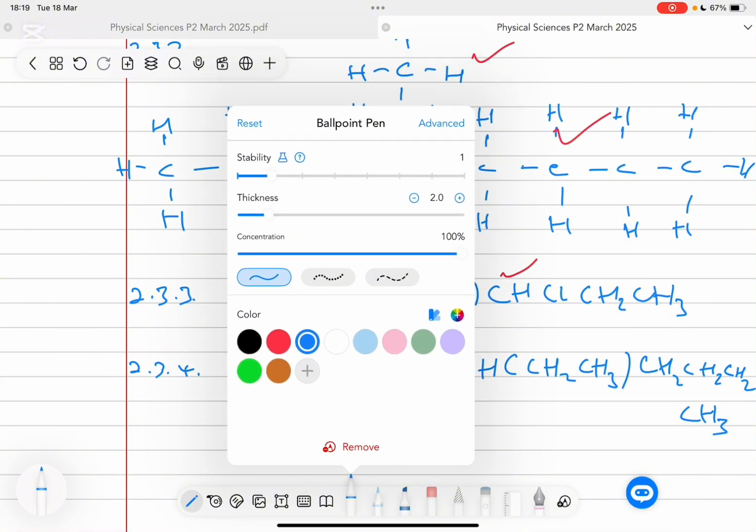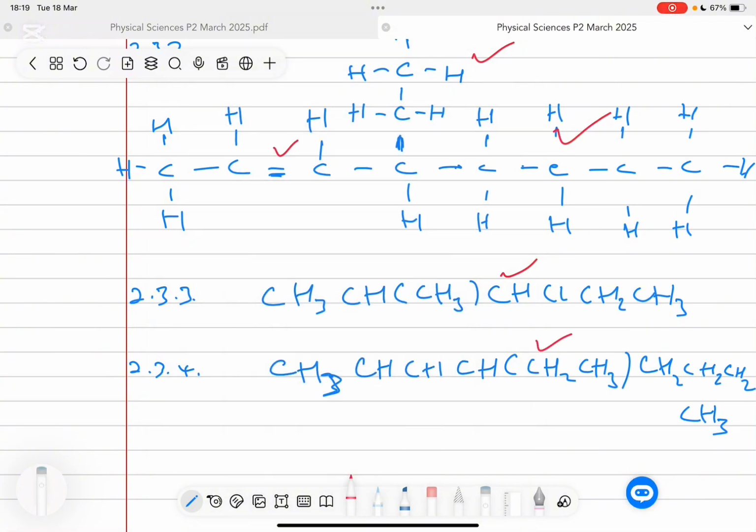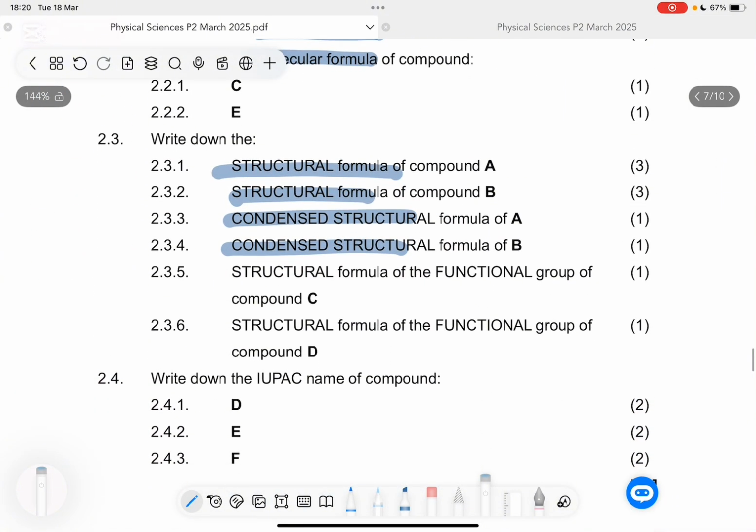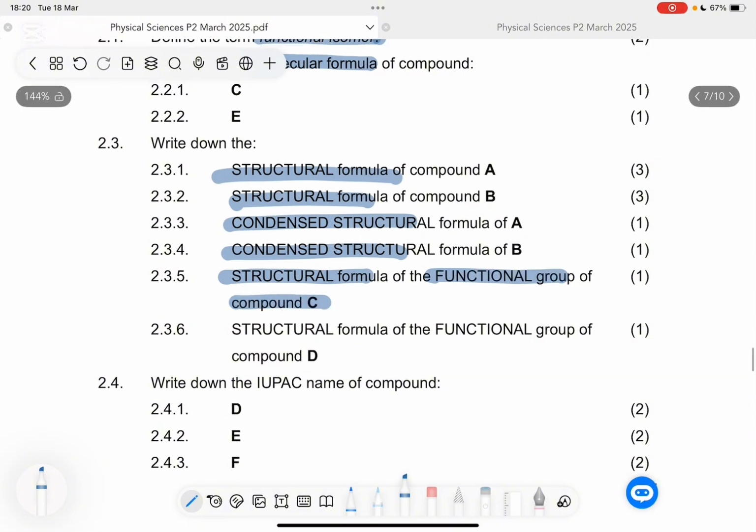Again, it is 1 mark. You can always go through it and verify if everything is okay just before you jump to the next question. So you navigate this answer and see if you've drawn the correct structure. You didn't miss some of these hydrogens and the branch that is there and all that. Now we then go to 2.3.5, where we are asked to write down the structural formula of the functional group of compound C.